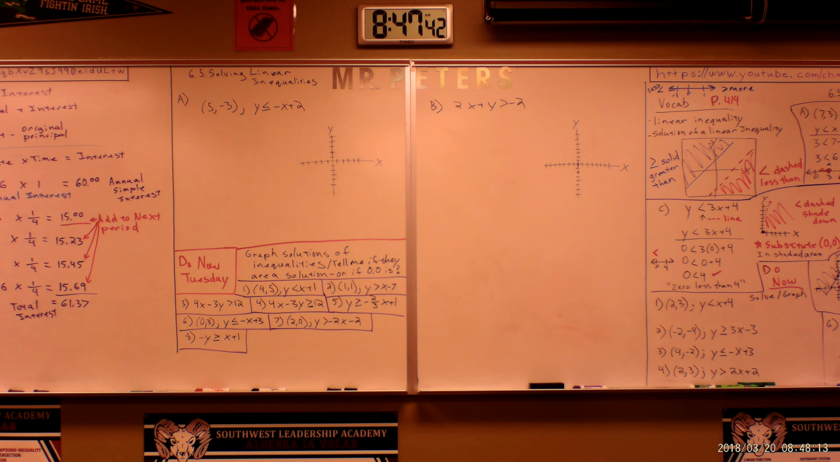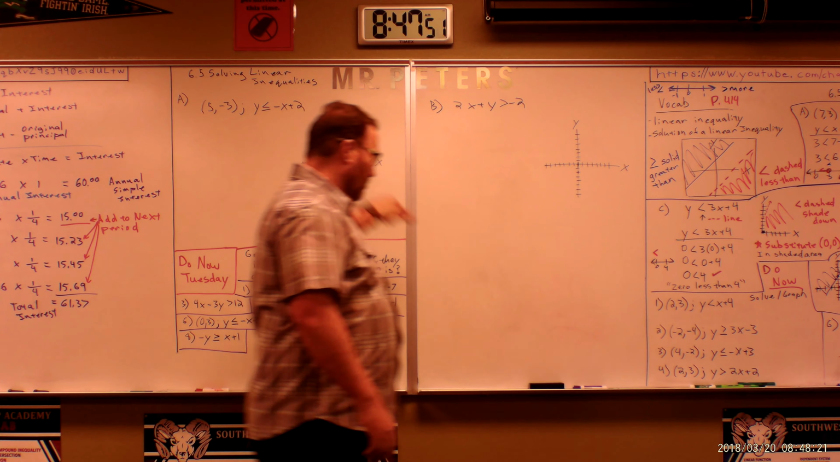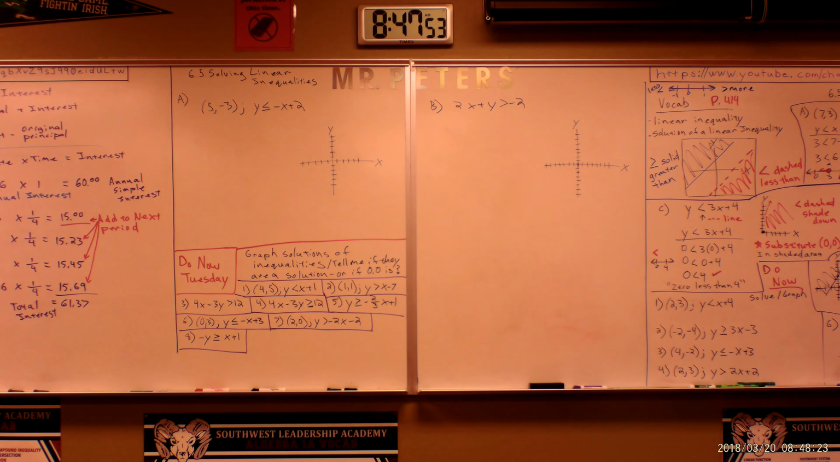So we'll review how to do both of these. This is how you'll be doing your do now. So this one we have an ordered pair, so we're going to take this equation and we're going to replace the x and y with it and solve for it.